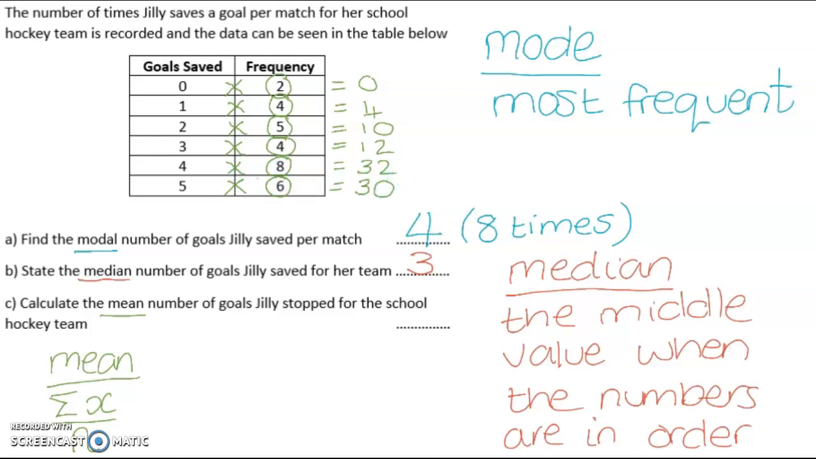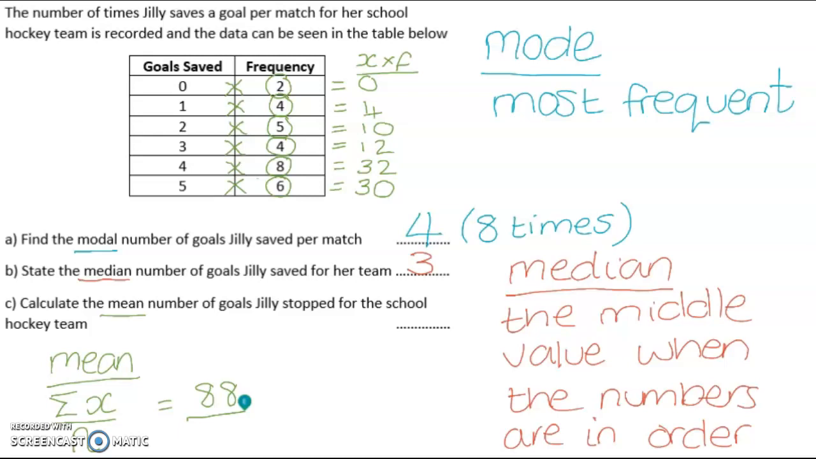If I am to add up all my x values, or my number of goals, that is the same as adding this column, which is x times f. So I will need to work out 0, add 4, add 10, add 12, add 32, add 30, and that gives me 88.